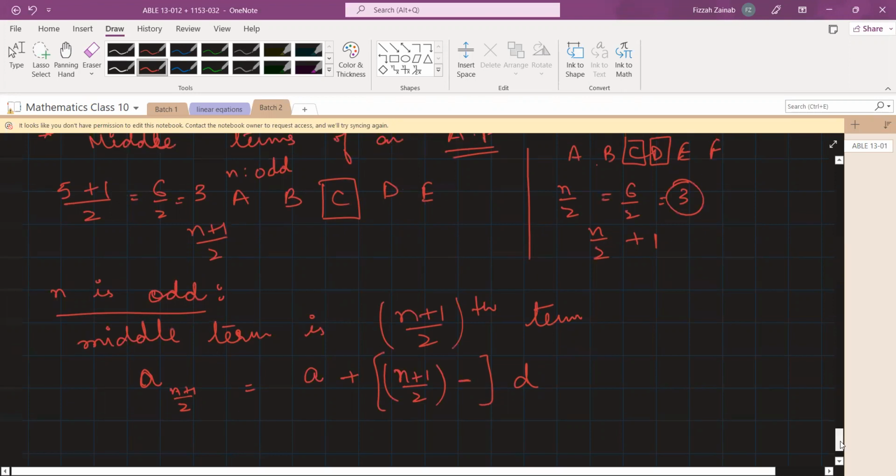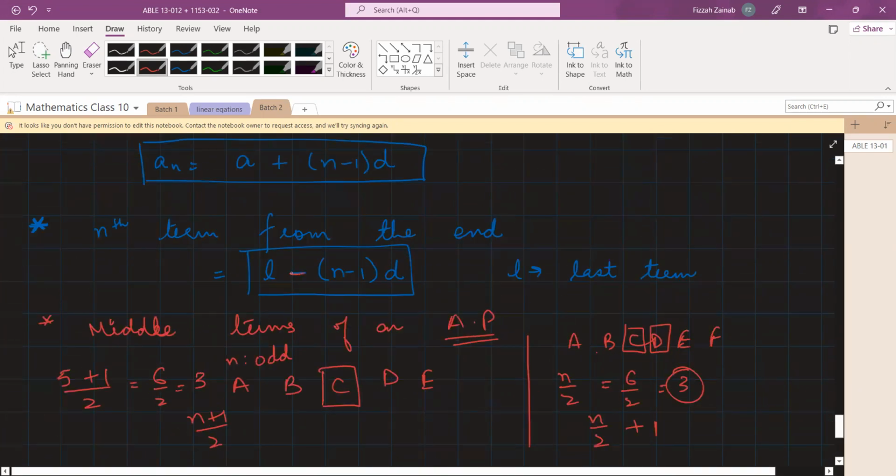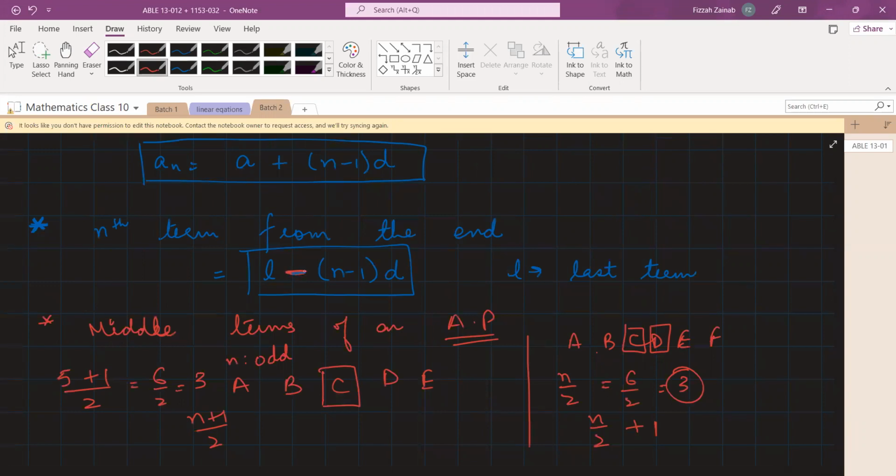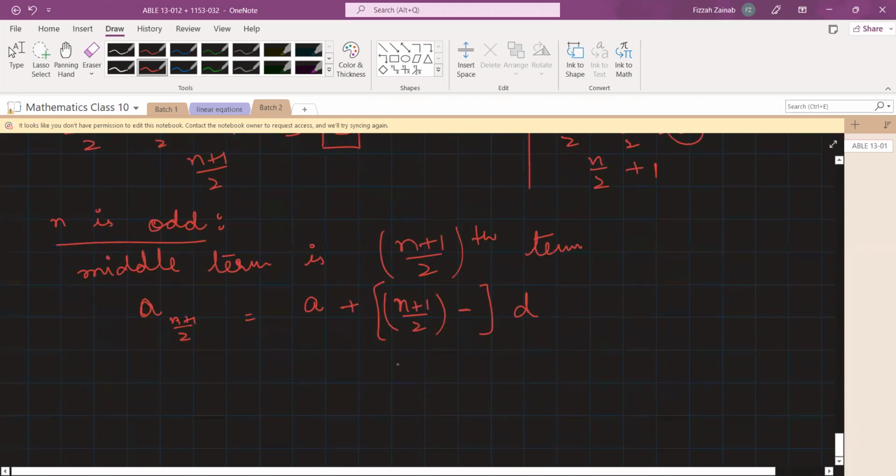Fine, Rida? Ma'am, for the first formula which you gave, it is l minus n minus 1. Yes, yes, l minus. That's the difference because you are finding from the end. The minus is actually coming because the common difference is negative in this case. You will put minus of d, and that is making it minus. Okay. Is this understood, Rida, middle term?